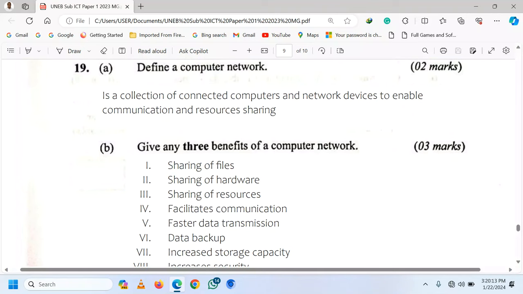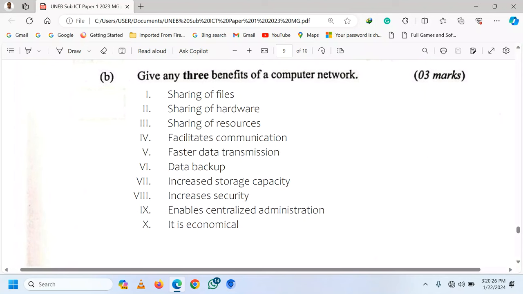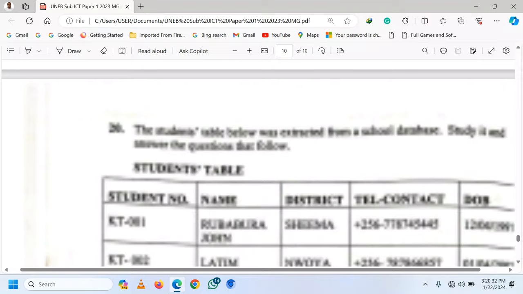19, we are tasked to define a computer network. That is the definition. Part B is asking for 3 benefits of a computer network. So the benefits might be many, but a candidate is supposed to at least mention 3 of the benefits.